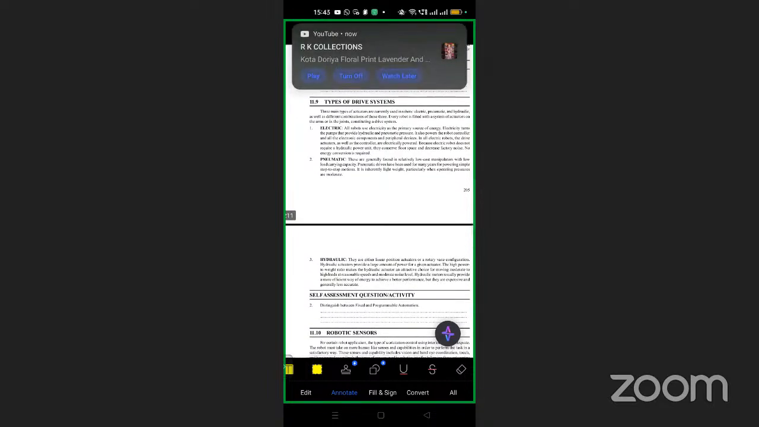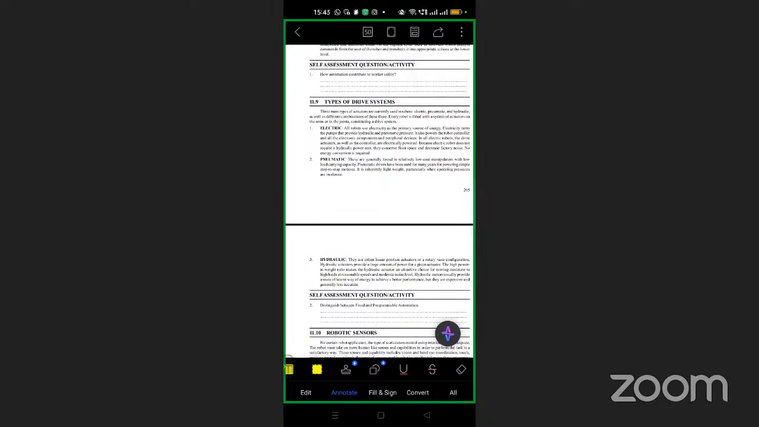Because these three are the main types of actuators that are currently used in robots: electric, pneumatic, and hydraulic. When we talk about electric, all robots use electricity as the primary source of energy, and electricity turns the pumps that provide hydraulic and pneumatic pressure. It also powers the robot controller and all the electronic components and peripheral devices.